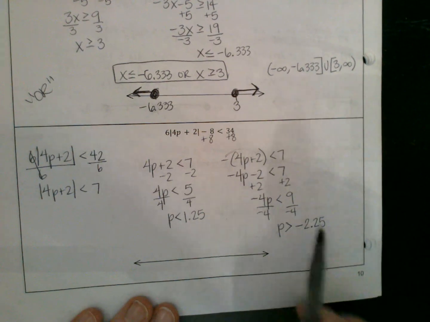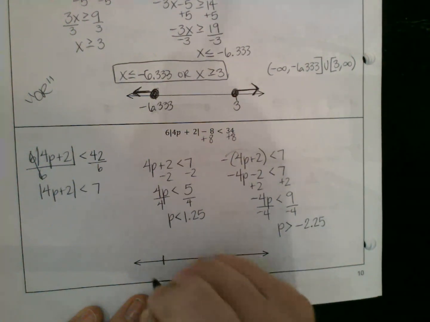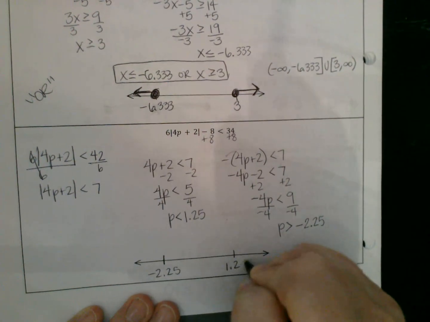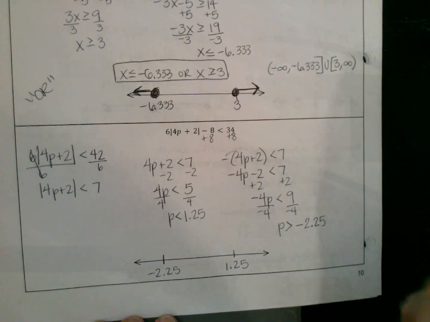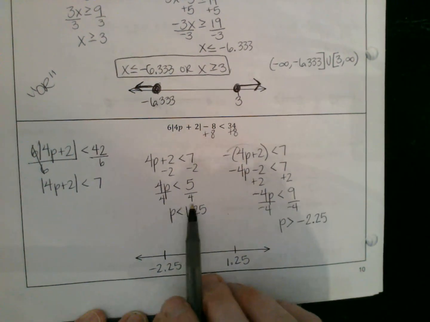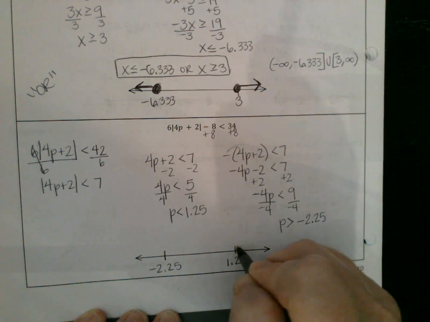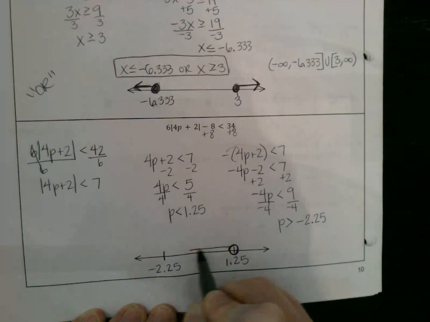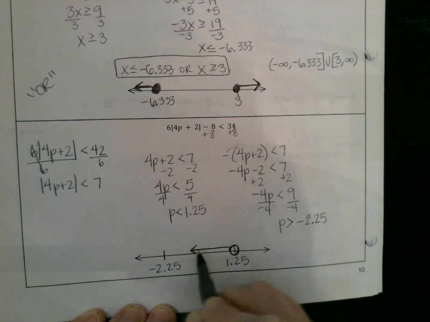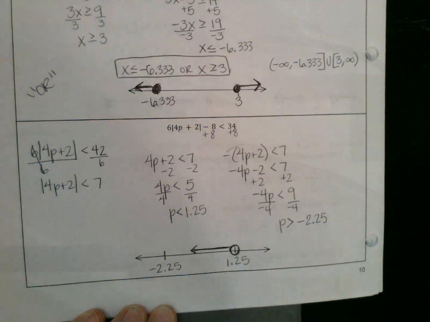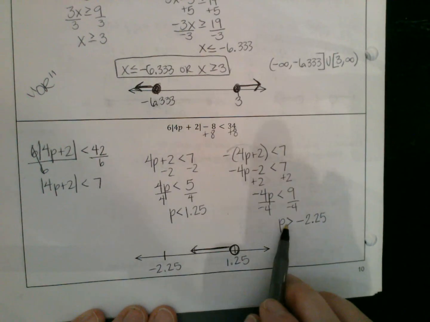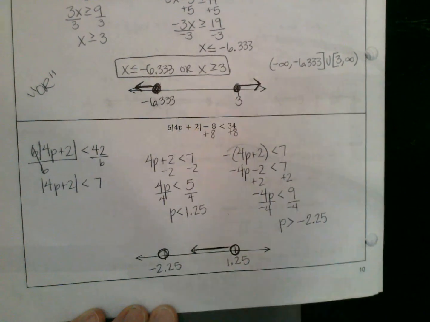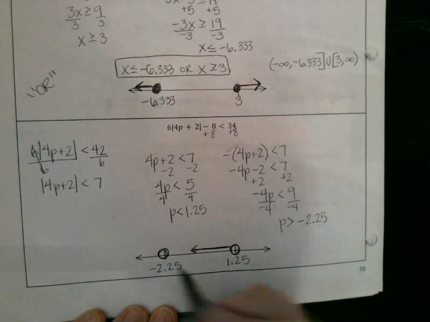So let's go put those two numbers on our number line. Negative 2.25 is the smaller one, and positive 1.25 is the larger one, so it goes on the right. And then I'm going to go, okay, let's do less than 1.25. So open circle for 1.25, and if I'm going less, I'm going to the left. So it's starting to look like it's probably an and, since we're headed towards the other number. P is greater than negative 2.25. Open circle for negative 2.25, and then greater than heads to the right.